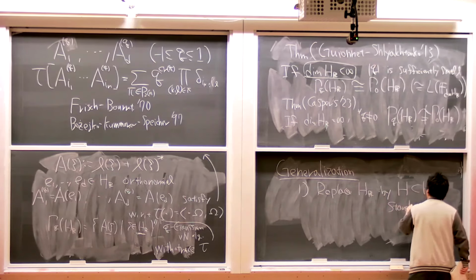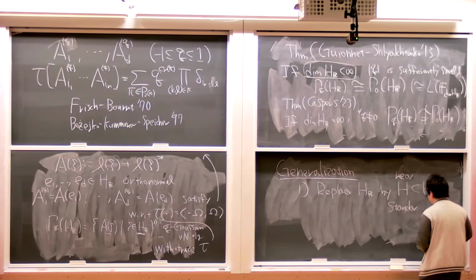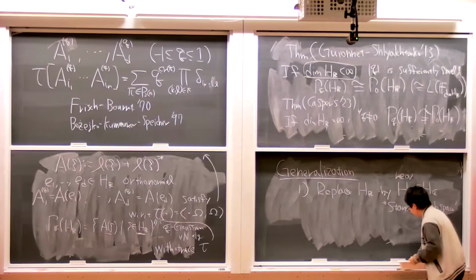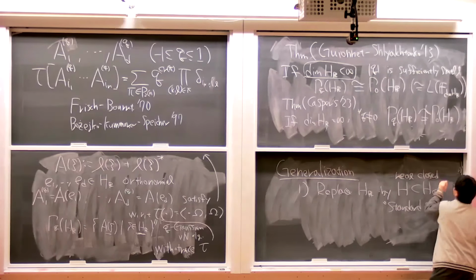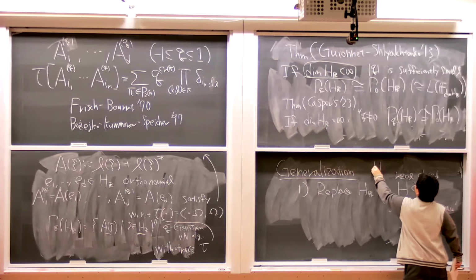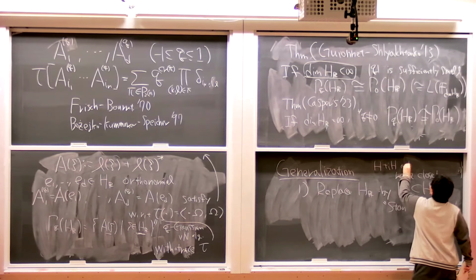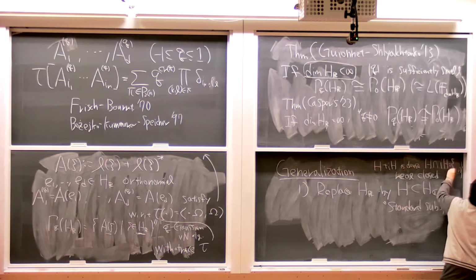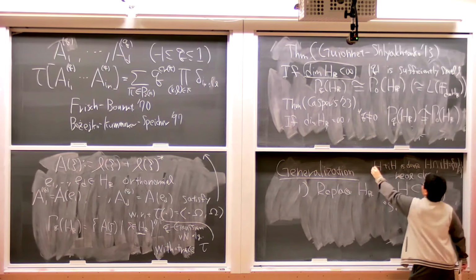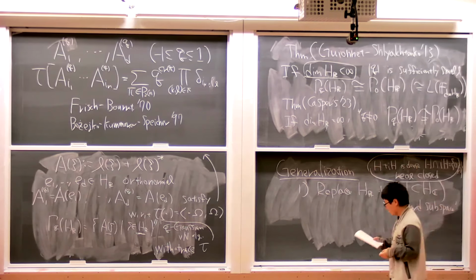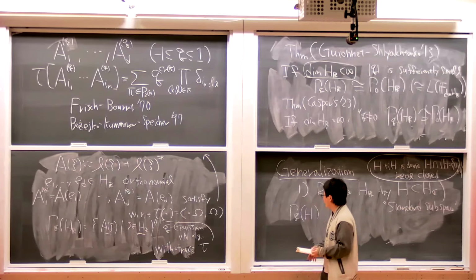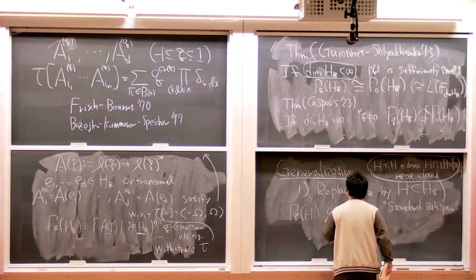It is called a standard subspace. I would like to write the condition for the standard subspace. It is a real closed subspace, and also satisfies some separating conditions: H plus iH is dense, and the intersection of H and iH is trivial. Then we can consider the von Neumann algebra, but I replace H_R by H. This von Neumann algebra is called the q-Araki-Woods algebra.